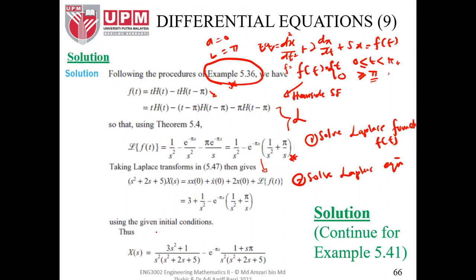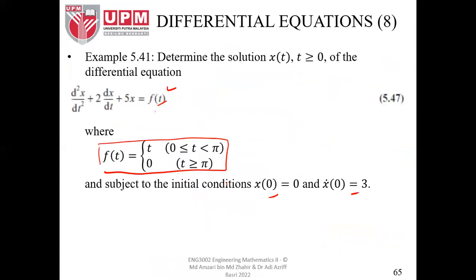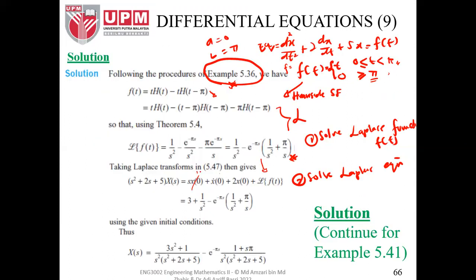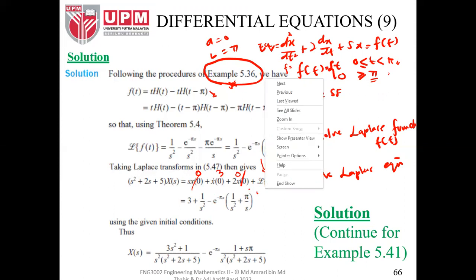Then you need to put in the initial conditions. So this one becomes 0, this one becomes 0, okay, 0, 0, 0, and 3, sorry. This one becomes 0, this one becomes 3, this one becomes 0, and the Laplace. So that's why you get 3 plus 1 over s squared minus the Laplace. This is the Laplace of this function.